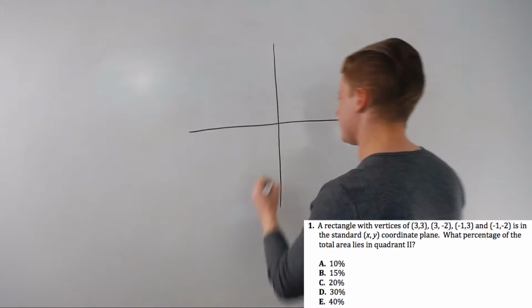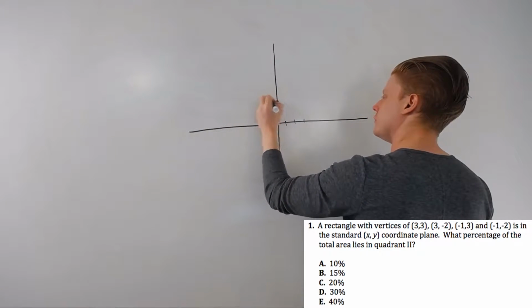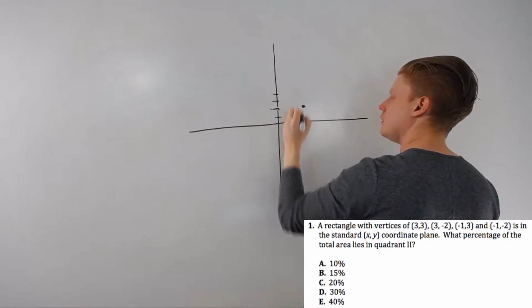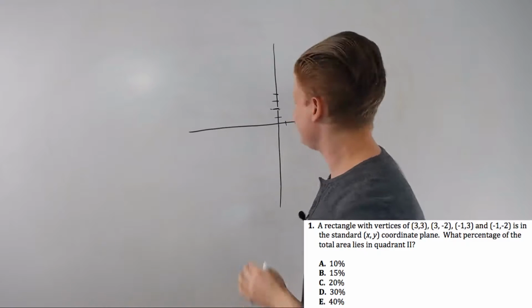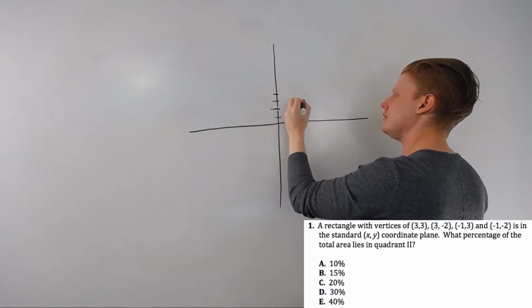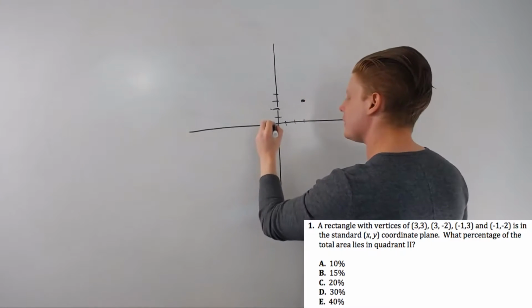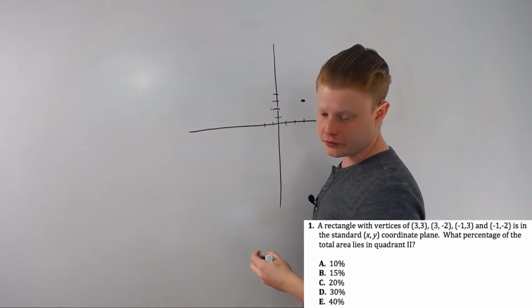So 3, 3, let's start there. 1, 2, 3, 1, 2, 3. Made that 3 a little bit too tall. Let's make that 4. Okay, there's 3, 3. Let's move it up a little bit. See, told you, not the best sketcher, but I'm still able to handle this one fairly easily.